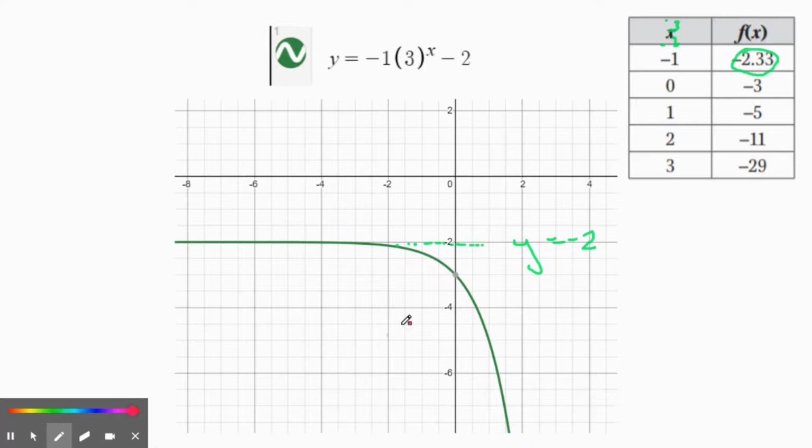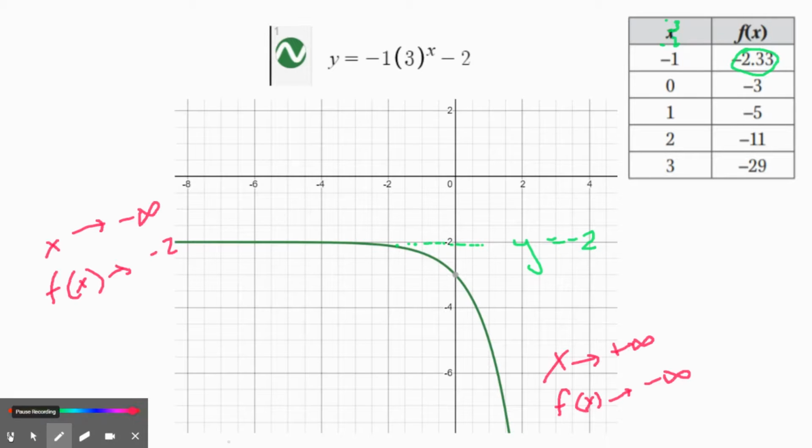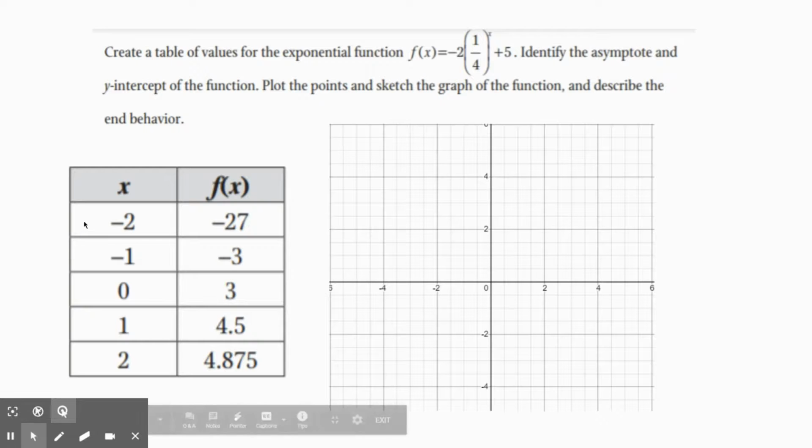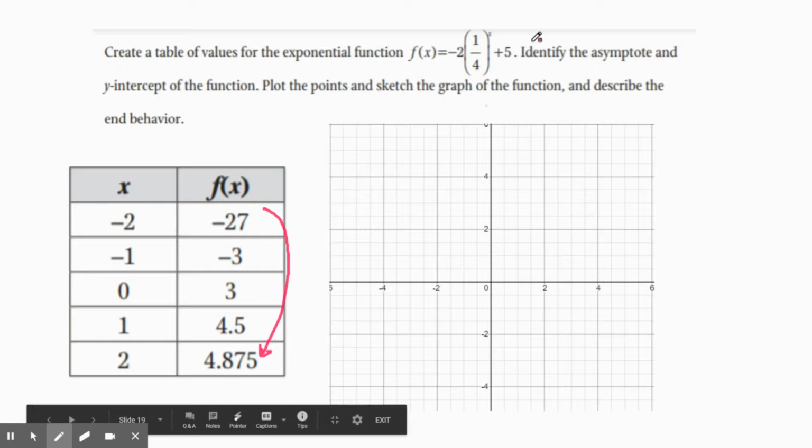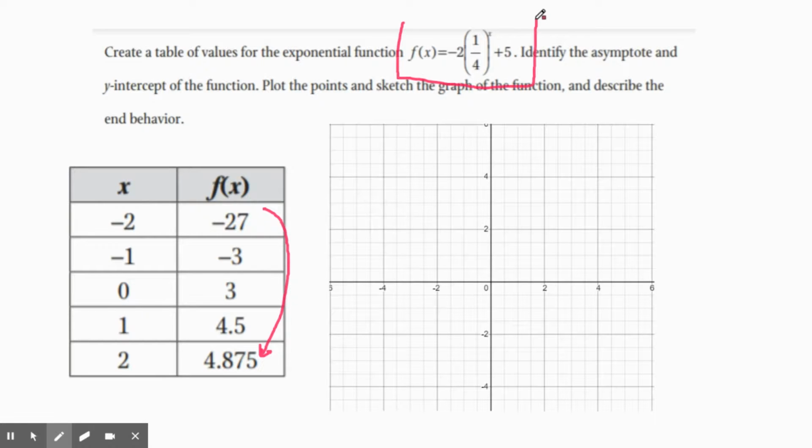What about the end behavior statements? As x approaches +infinity, f of x approaches -infinity. And here's another example. Again, make a table. As you can see, I've made a table for this particular function: f of x equals -2 times 1/4 raised to the x power plus 5.